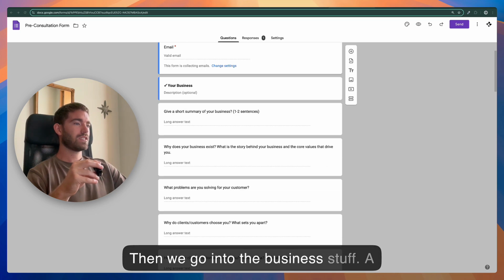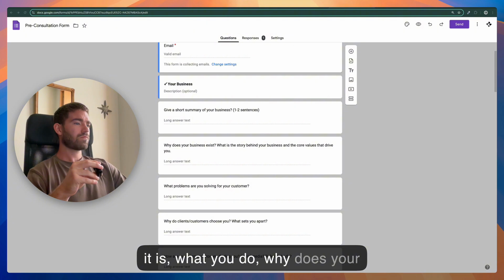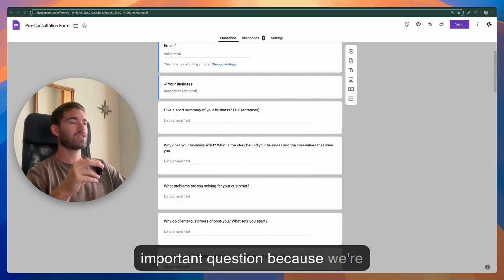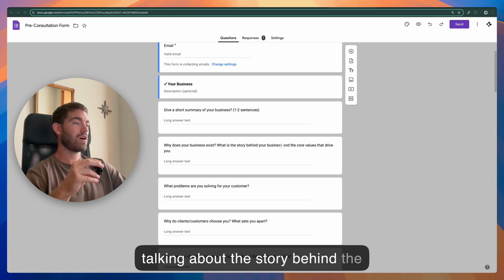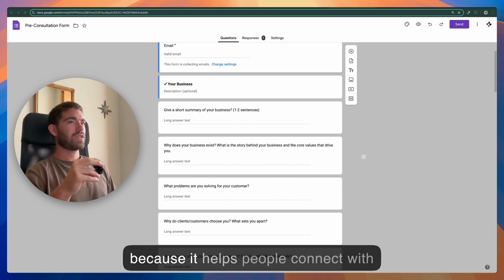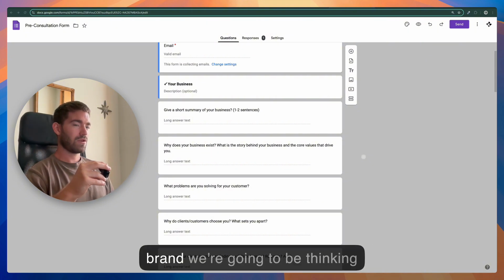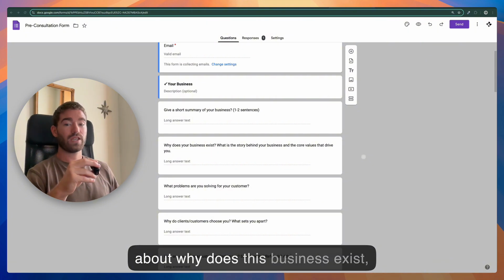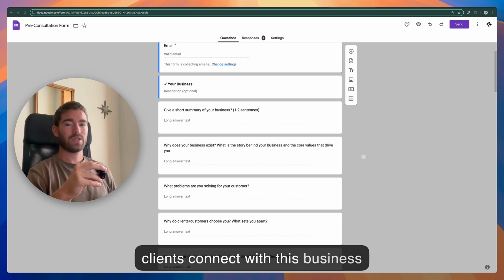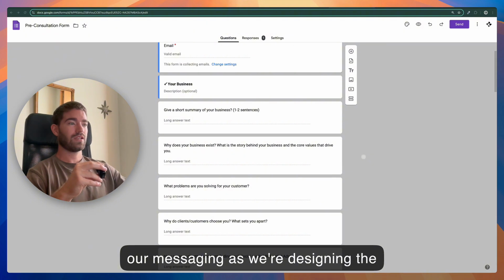Then we go into the business stuff. So a short summary of the business, what it is, what you do. Why does your business exist? Now, this is a really important question because we're talking about the story behind the business here. This is important because it helps people connect with that brand. So as we're building out the brand, we're going to be thinking about why does this business exist, and what's going to make people or clients connect with this business? Because this is going to be key for our messaging as we're designing the website.